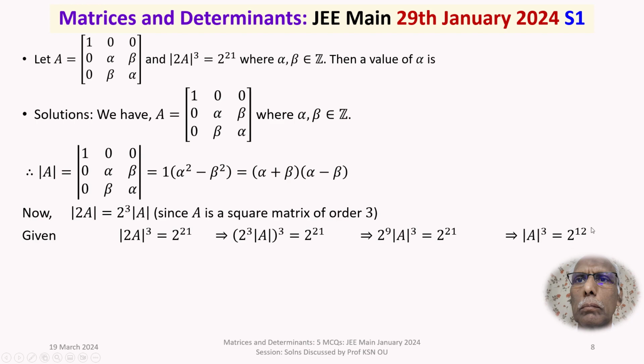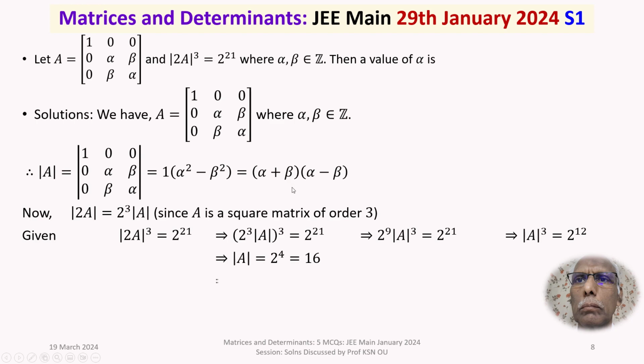2¹². So determinant of A will be 2 to the power of 12 by 3. 12 by 3 is 4. 2⁴ is 16. Right. What is determinant of A?